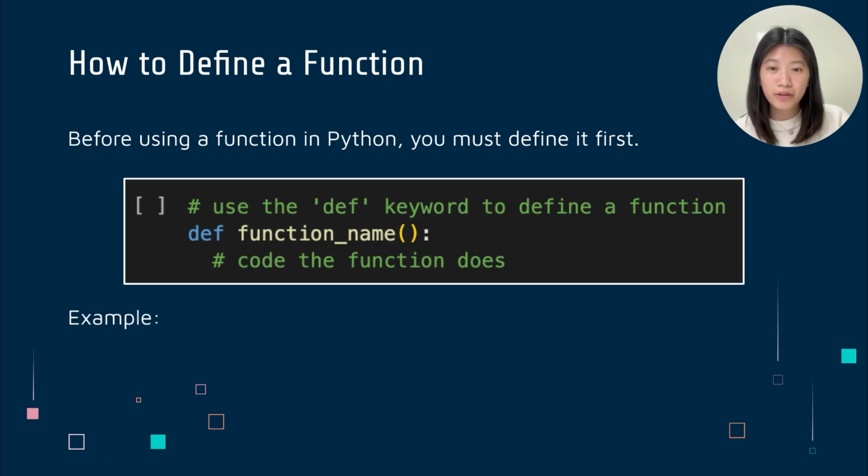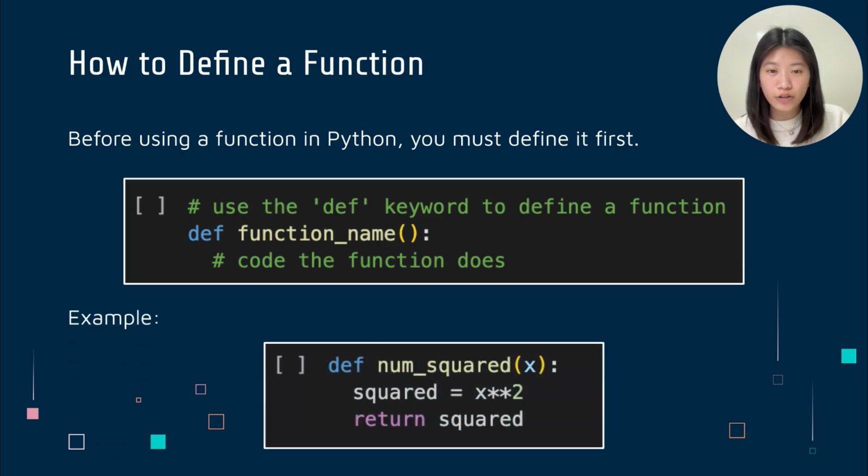As an example, I created a function named num_squared that takes in one argument x. What this function does is create a variable squared that exists within the scope of the function, and we set it equal to the value of x to the power of 2, and then we return squared.